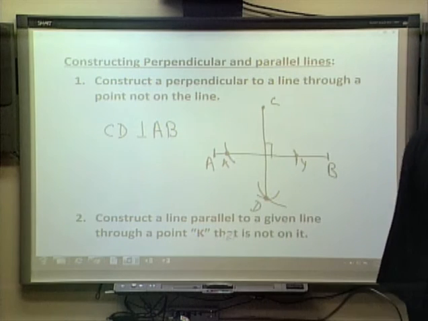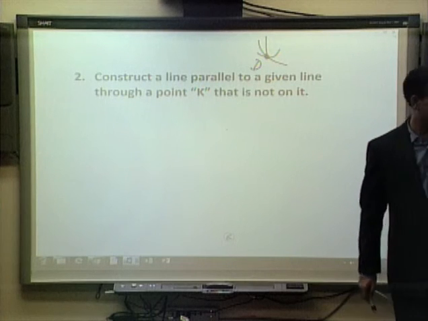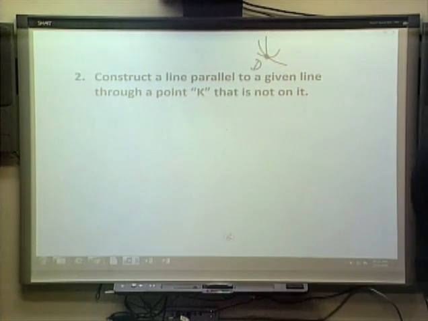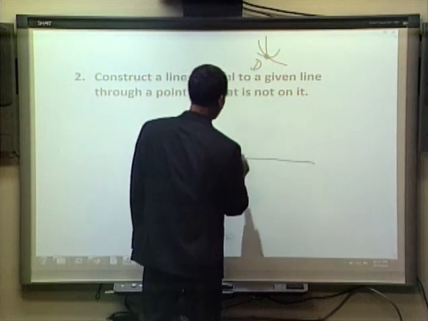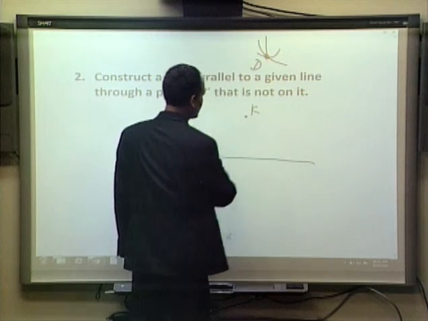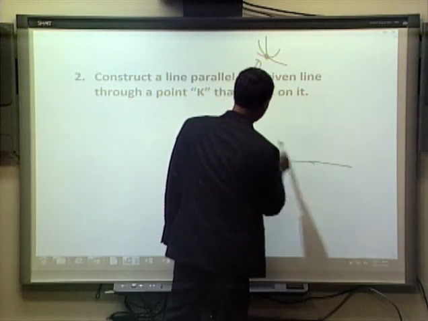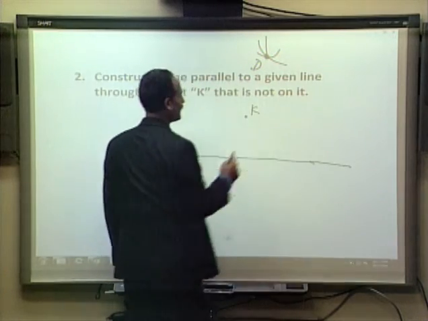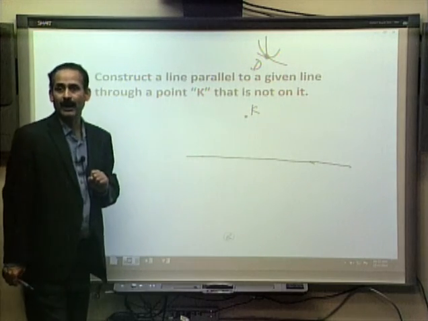Okay. So, let us look at another construction. We will be constructing a line parallel to a given line through a point K that is not on it. Basically we are given a line, let us say this is a given line, and this is a given point, call it K. We want to construct a line that will pass through K and will be parallel to this given line.